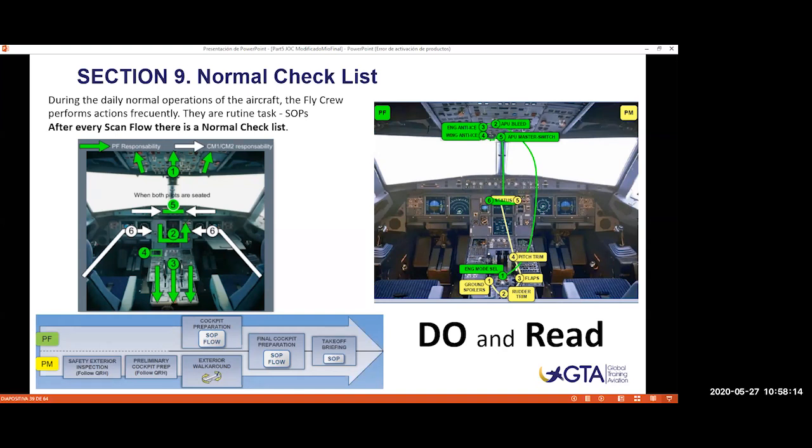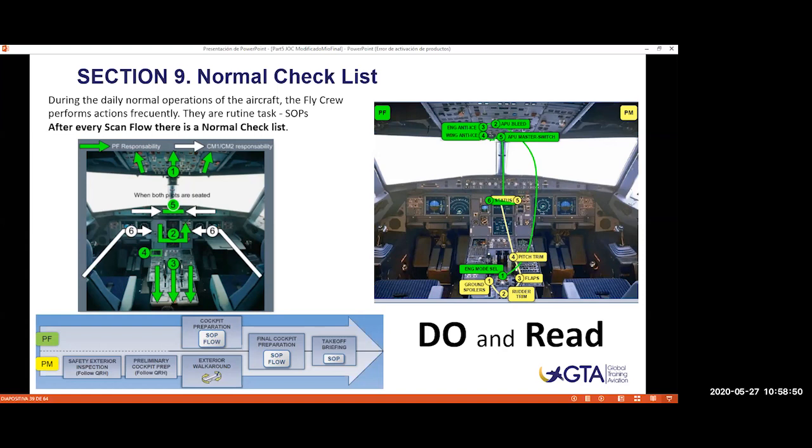But what happens? Airbus cannot only trust memory. After that, you have to read something called the normal checklist. So after every scan flow, there is one normal checklist to confirm that everything you have already done is in the correct position. This is the way. Normal checklist, after every scan flow.